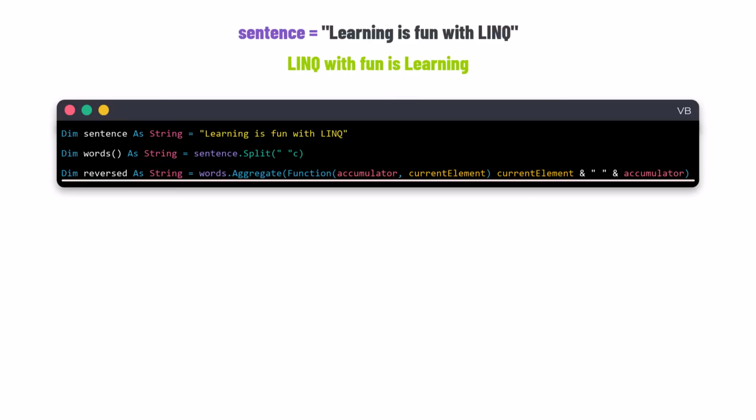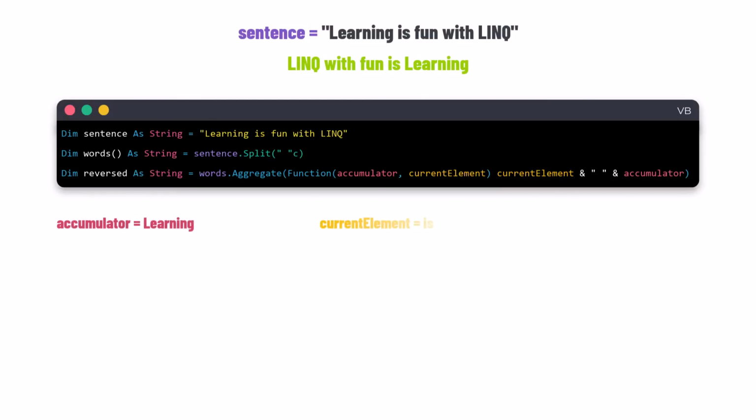In the aggregate method, the first parameter initially takes the value of the first word in the sequence, and the second parameter takes the value of the second word. The operation we use here is to place the current element before the accumulator. So, in the first iteration, the accumulator is learning, and the current element is. The result after the operation will be is learning. In the next iteration, the accumulator now holds as learning, and the current element is fun. Performing the operation again, we get fun is learning.